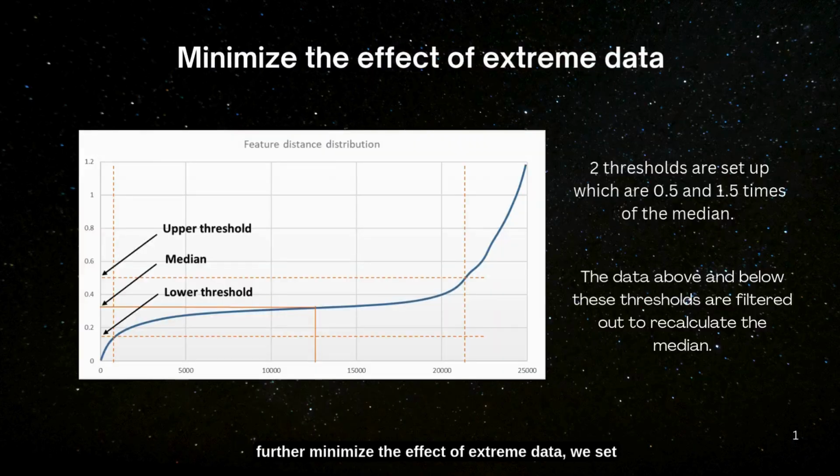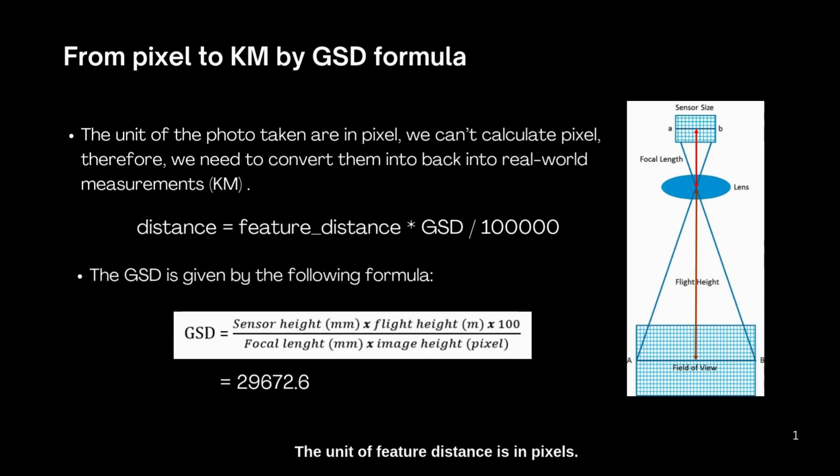To further minimize the effect of extreme data, we set up two thresholds, which are 0.5 and 1.5 times of the median. Then we filter out data points that are above or below these thresholds and recalculate the median. This makes our calculation statistically more accurate. The unit of feature distance is in pixels.